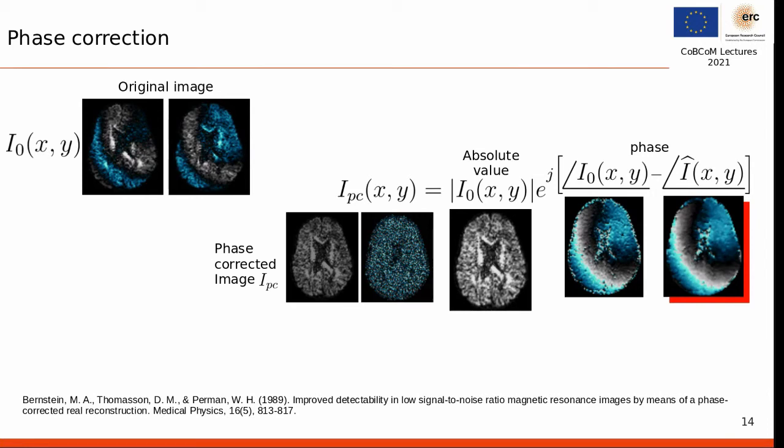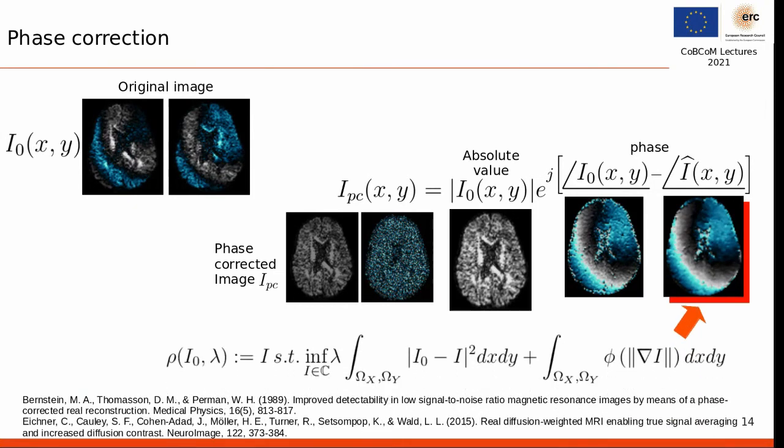In order to do so, we first start by having a regularized image and then calculate its phase. In order to do the regularization, we define this operator rho, which is a function of I0 and lambda. And this lambda is regulating the weights of the data fidelity term on the left and the regularization term on the right. And once we have obtained this regularized image, then we can calculate its phase and use it to perform the phase correction procedure.